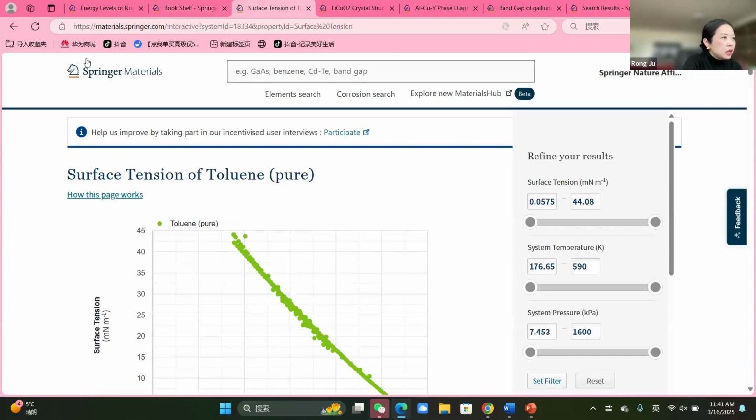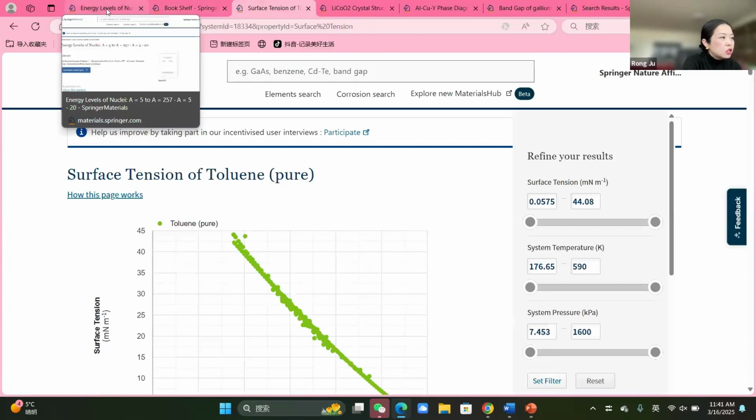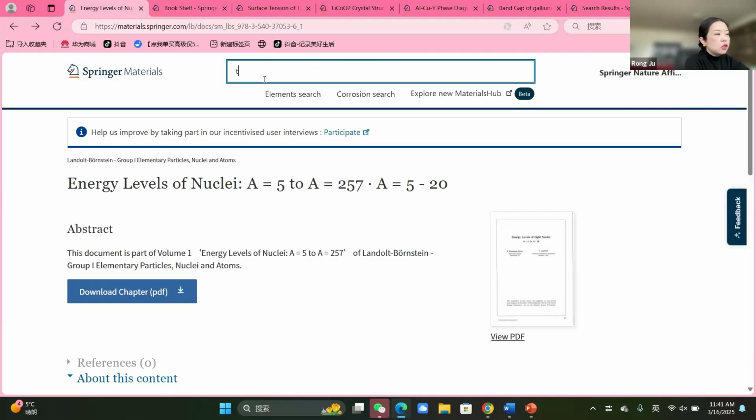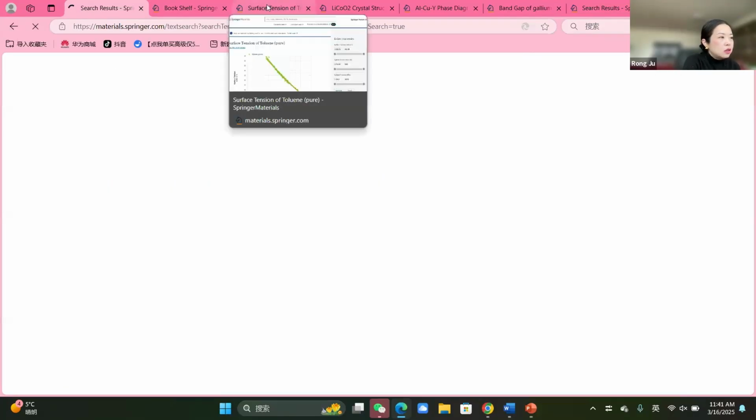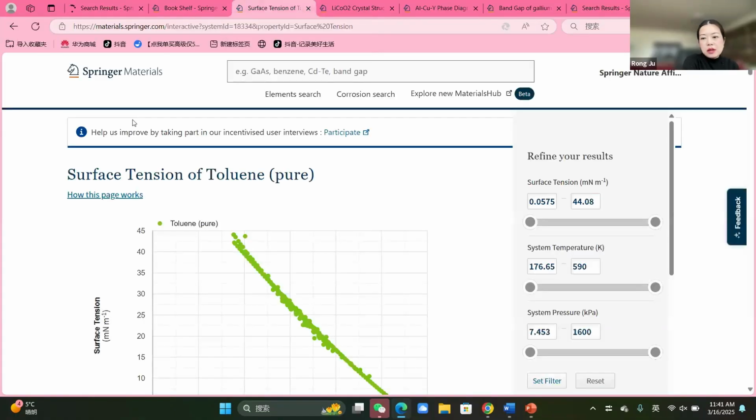Okay, the next case is about how to search for the surface tension of toluene. What we can do is, usually we suggest you just type in toluene as the name of the materials, and you click search. Then our system will find everything related to toluene. So here, to save time, we'll directly jump to this result.